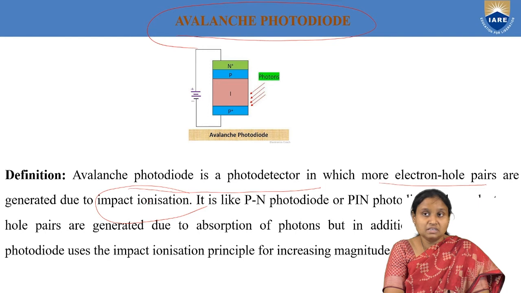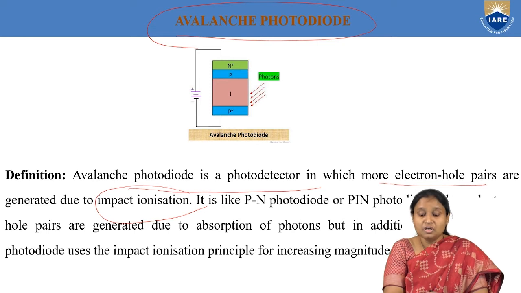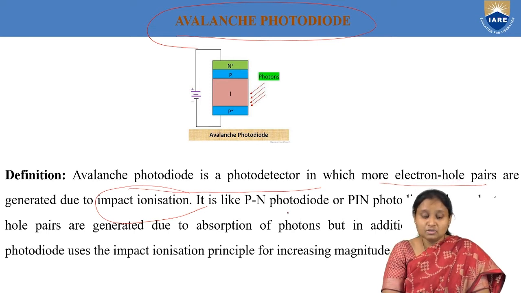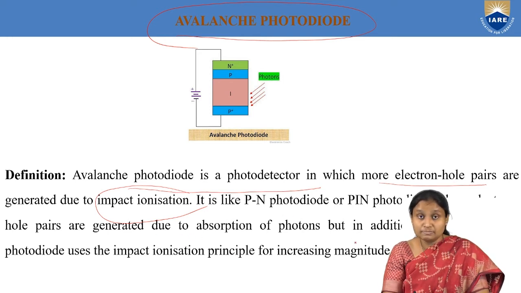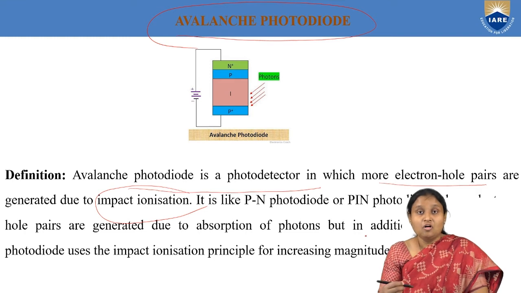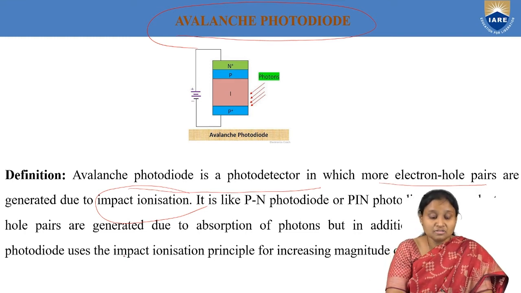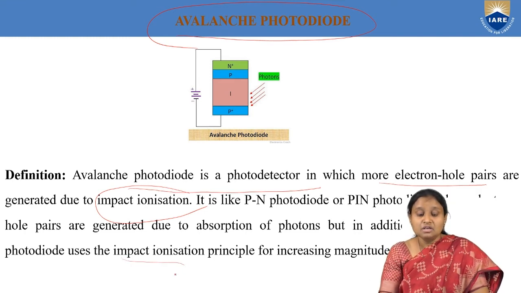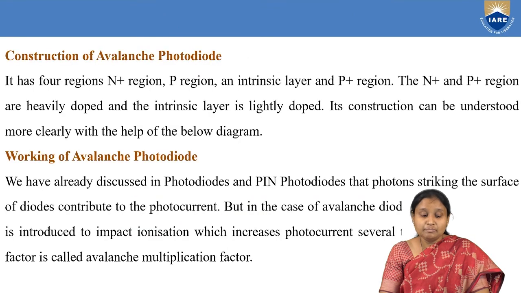We are going to see what impact ionization is. But first, what we are saying here is that the photocurrent will be more compared to a normal photodiode and PIN photodiode because of the generation of more electron hole pairs. Here also, of course, electron hole pairs are generated due to absorption of photons, but here multiplication of charge carriers takes place because of impact ionization. So we are going to see what exactly impact ionization is.